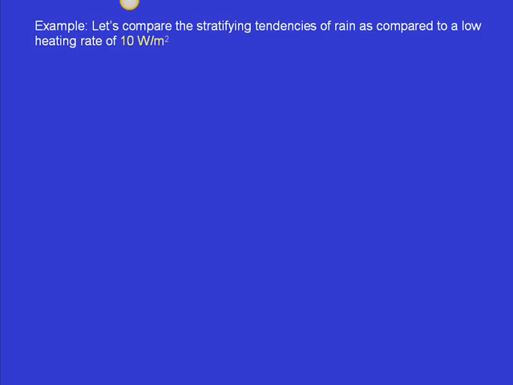130 watts per meter squared. How many? 130 watts per meter squared. 100? 132. Exactly? Yeah, one is around 200. So between 100 and 200 watts per square meter. So that's just to give you an idea that right here we're considering a small heating rate. We're going to compare it to the stratifying tendencies from rain.